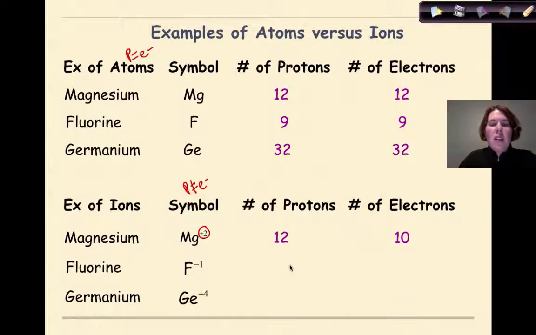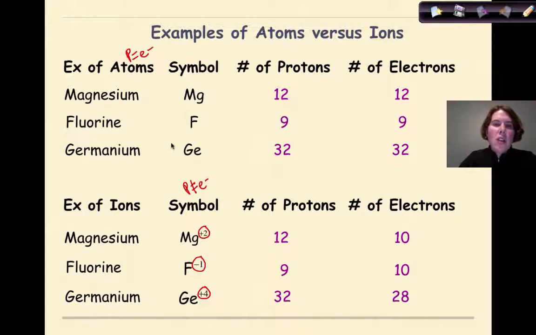For fluorine, the number of protons again is still going to be 9 because that's the atomic number. But now my charge here is -1, so I'm going to have more electrons than protons. So in this case, the number of electrons is going to be 10. And finally, for germanium, germanium has a charge of +4. The number of protons, again, will still be 32, but I'm going to have more protons than electrons. So in this case, the number of electrons are going to be 28.